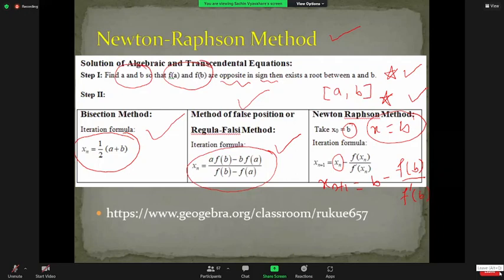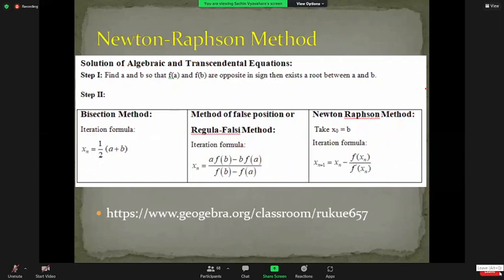Okay, any doubt in the formula first? Is there any doubt in the formula or method? No, sir. No, sir. Good.